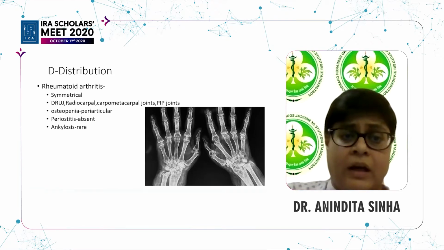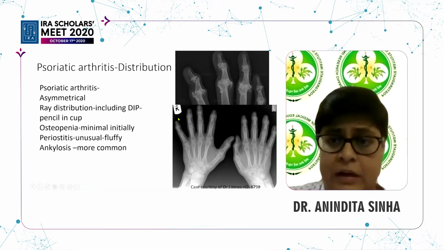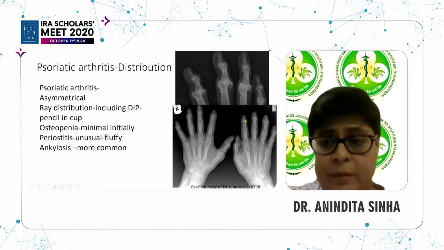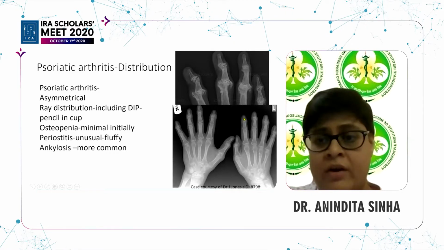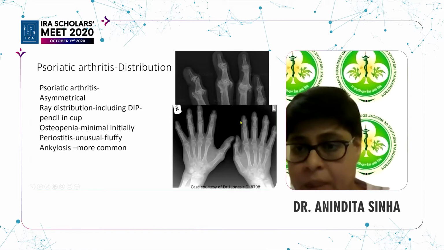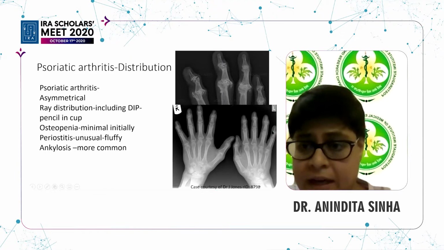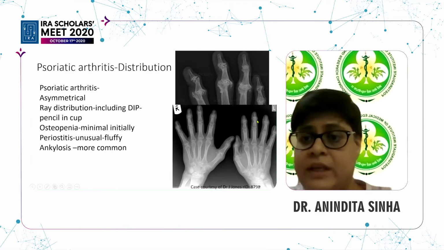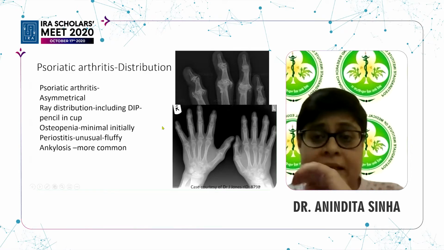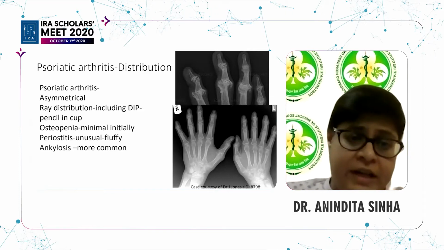And psoriatic arthritis, coming to psoriatic arthritis next, the distribution is asymmetrical. Asymmetrical means one hand may be more involved, and also one ray may be more involved. So this is typically known as ray distribution. If you can follow this X-ray over here, there is an erosion of the DIP over here, and this is following a ray sort of distribution. I will show you another X-ray, and the DIP again in the little finger is involved. And when you see the DIPs are involved, it almost negates rheumatoid arthritis or keeps it much lower down in the differential diagnosis.